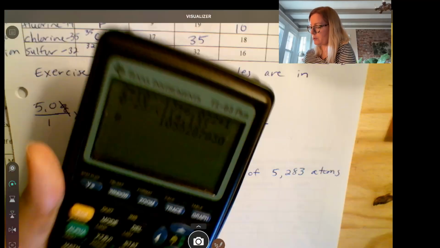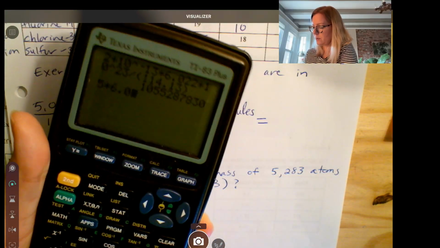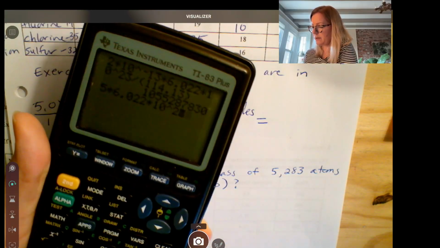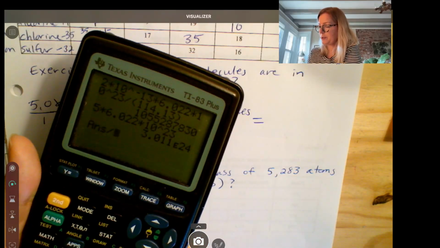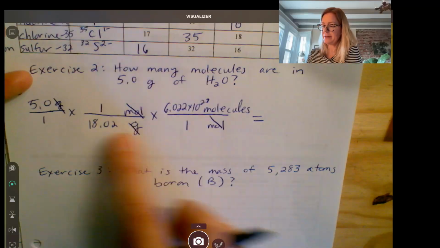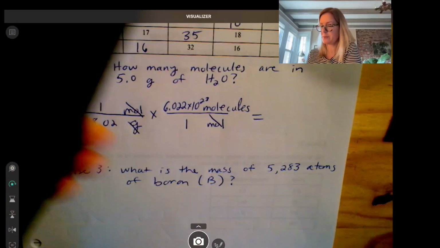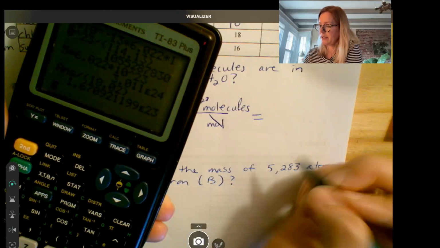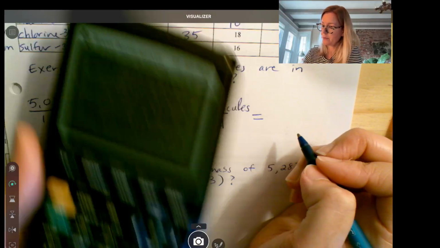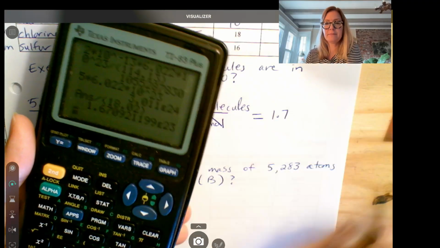5 times 6.022 times 10 to the 23rd. Okay, and then divide by, open your parentheses, everything on the bottom, which is just 18.02 times 1. So divided by 18.02. Okay, and you get, we're going to round that to 1.7, okay?